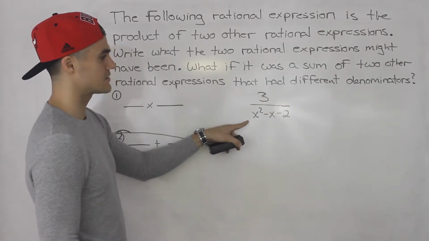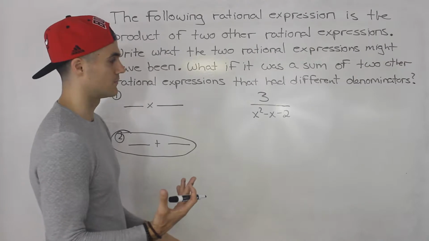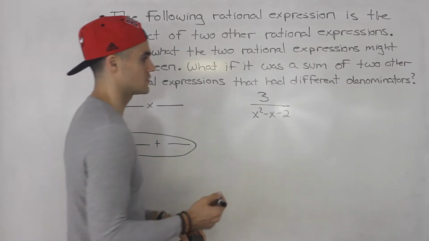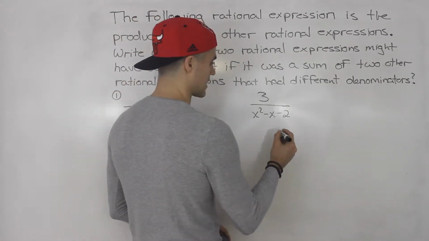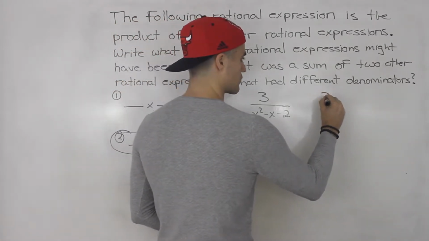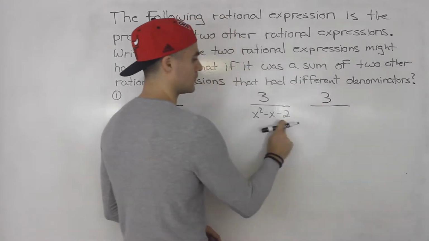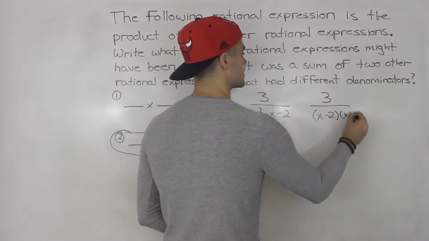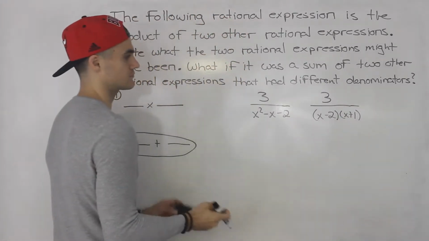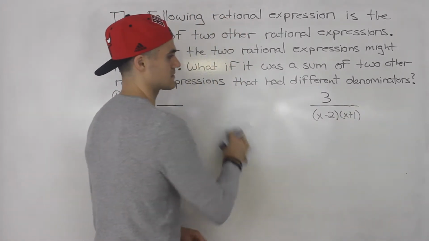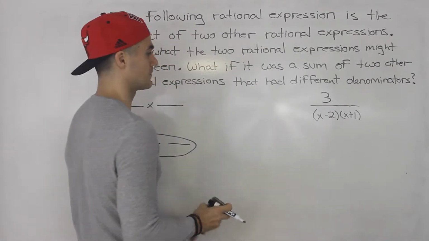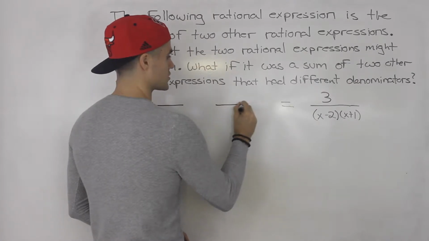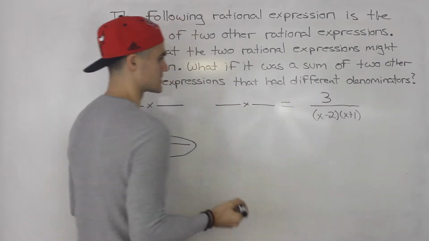So when you get a final answer, you want to make sure everything is factored first. So we got 3 over x squared minus x minus 2. Well, this is the same as 3 over what? When we factor this, this would be (x minus 2)(x plus 1). Right? So let's erase this and just focus on this here.